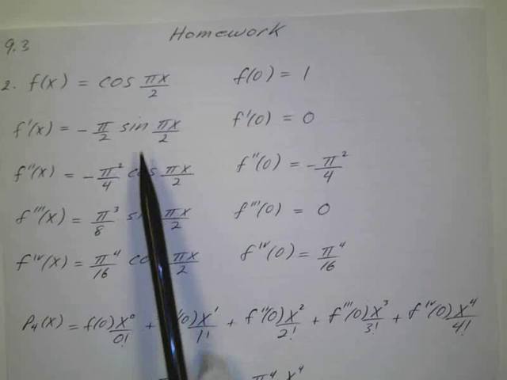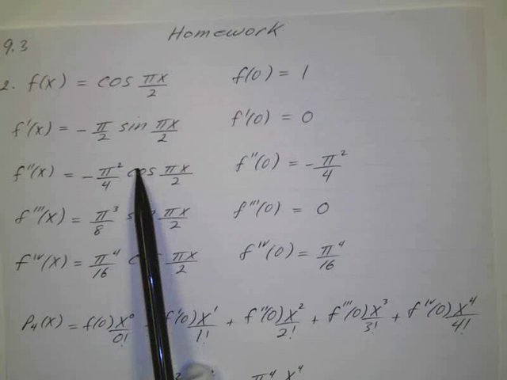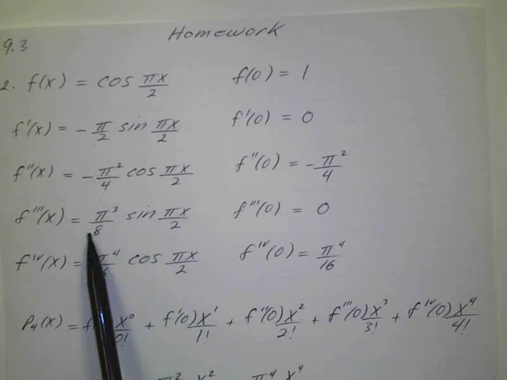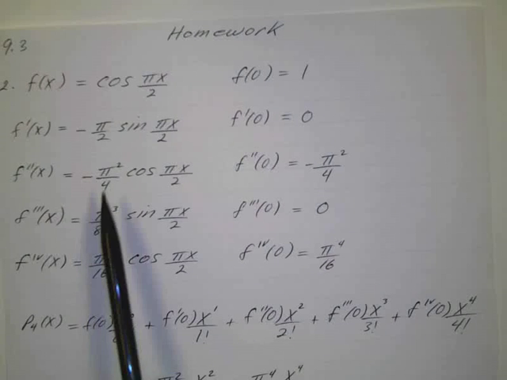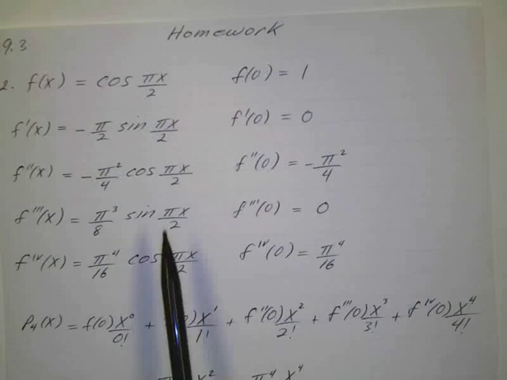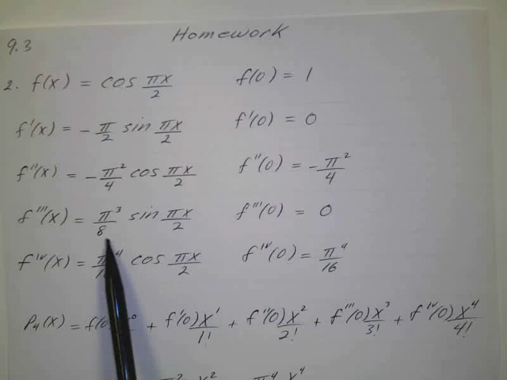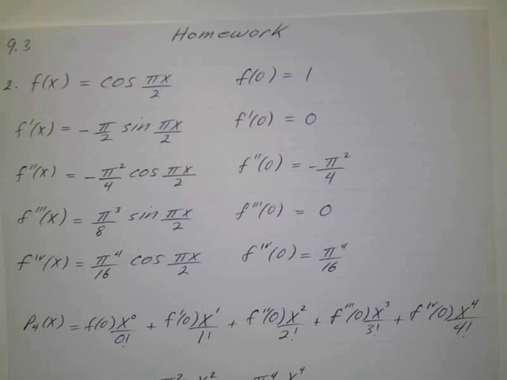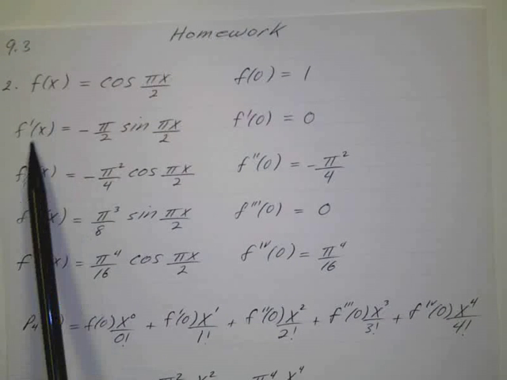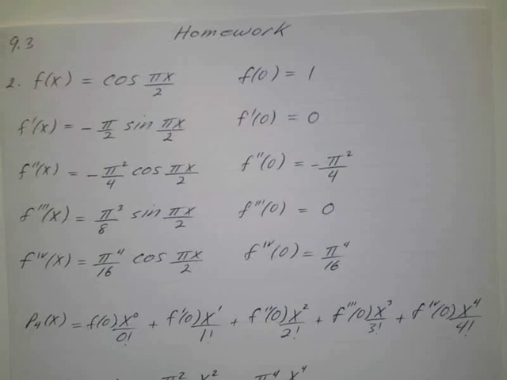So the derivative of the sine is the cosine, so sine stays the same. Well, again, I multiply by pi over 2. The derivative of the cosine is negative sine, so I got a negative times a negative, which is a positive. And I multiply this by pi over 2, and I get pi cubed over 8. And the derivative of the sine is cosine, and I multiply this by pi over 2, and I get pi to the 4th over 16. So those are your first 4 derivatives and your function.